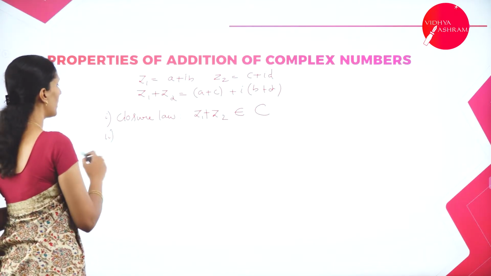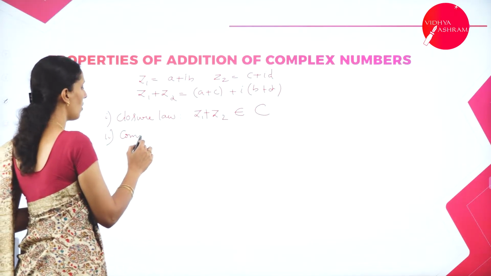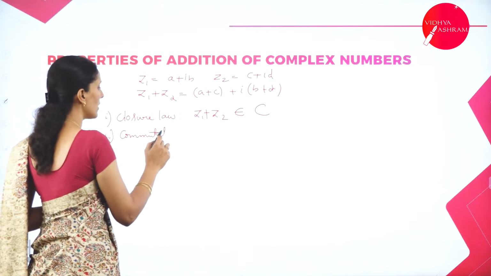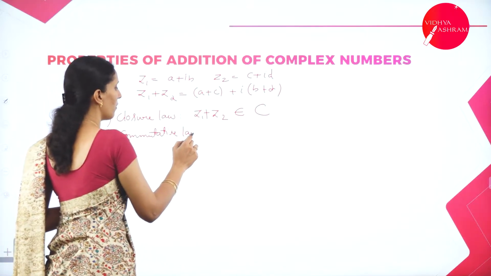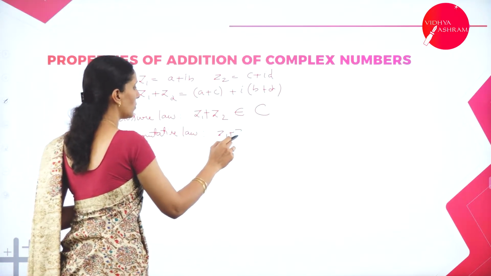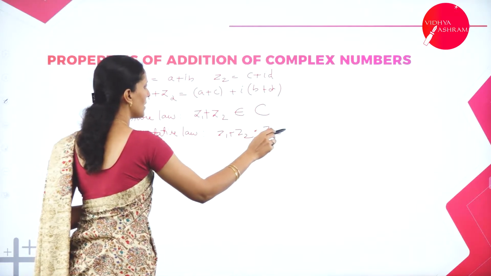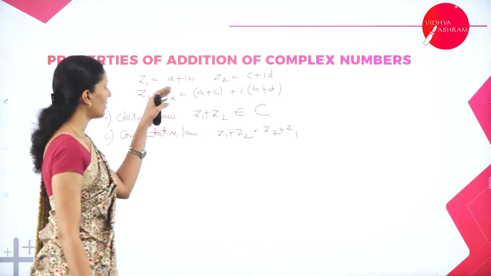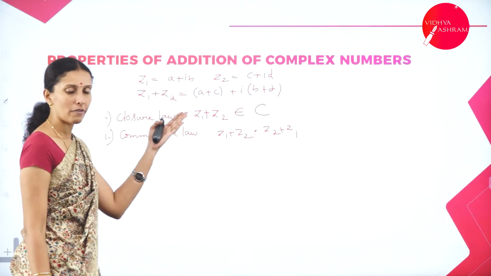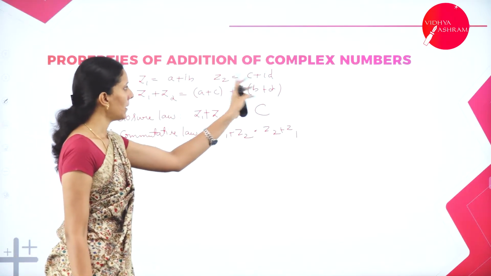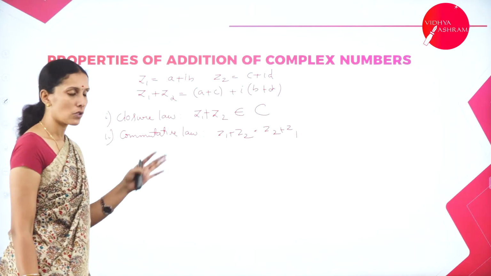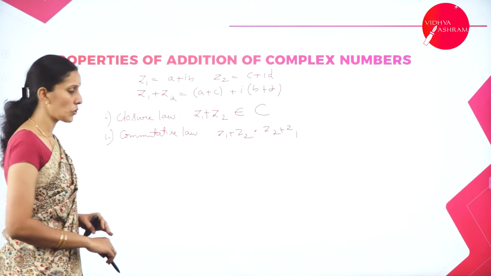The second property is the commutative law. So what does commutative law say? When you add z1 plus z2, then it must be equal to z2 plus z1. z2 plus z1 means c plus a, which is the same as a plus c, and b plus d is nothing but d plus b. So therefore, the commutative law also holds here.